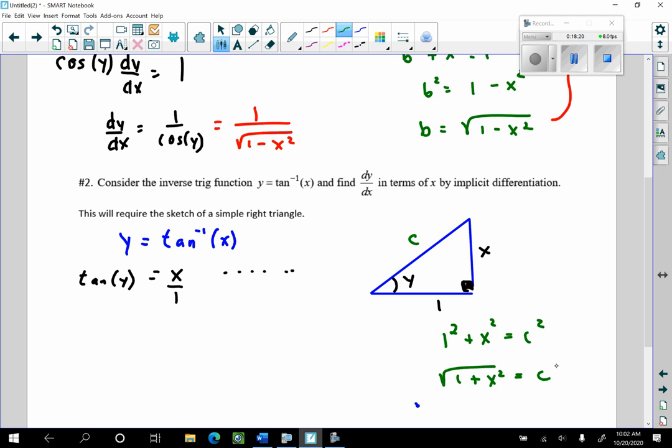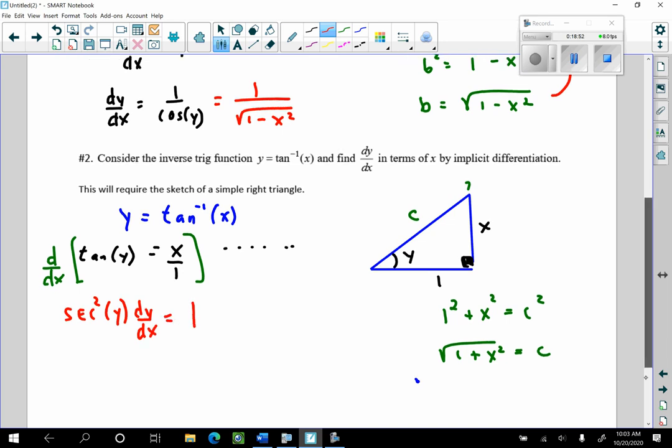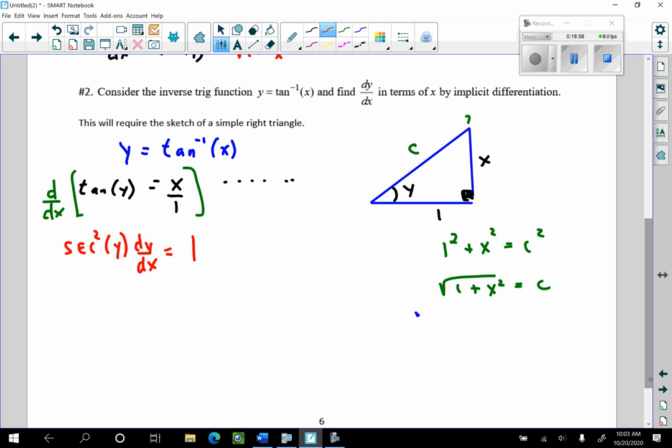I will use that. Now I'm going to d dx both sides over here. And I'm going to need to remember, what's the derivative of tangent? Secant squared. So this is going to be secant squared of y times the derivative of the inside, which is dy dx, is equal to 1. But hey, keep in mind, hello neighbor, what is secant squared? 1 over cosine squared, correct? So before I do this, I'm going to write it this way because it's easier for me as a math teacher to explain what's going to happen in the next step, because all I'm going to do is multiply both sides by cosine squared.